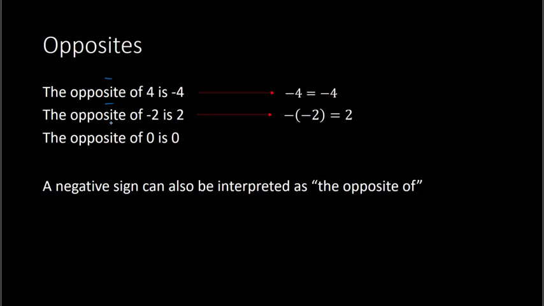And then the opposite of 0, we can replace the word opposite with a negative. So you can think of that as negative 0 equaling 0. And negative 0 is just going to be 0 anyway. So that would be a true statement.